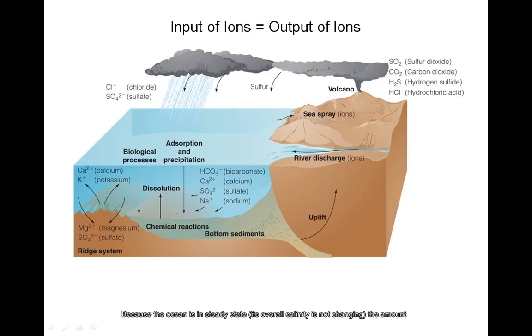Now, because the ocean is in a steady state, its overall salinity is not changing. The amount of ions added to the ocean must exactly equal the amount of ions removed from the ocean. And ions can get removed when ocean water becomes trapped in sediments, gets subducted, or when organisms use dissolved ions to make shells. And more on this in a minute.